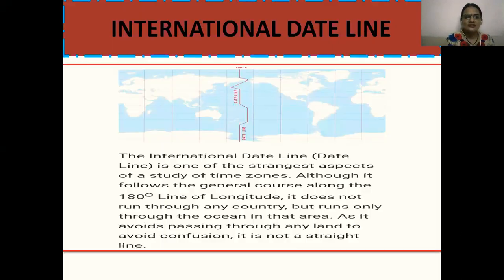So students, the last topic of this is the international dateline. It is one of the strangest aspects of the study of time zones. Although it follows the general course along the 180-degree line of longitude, it does not run through any country, but runs only through the ocean in that area. As it avoids passing through any land to avoid confusion, it's not a straight line.